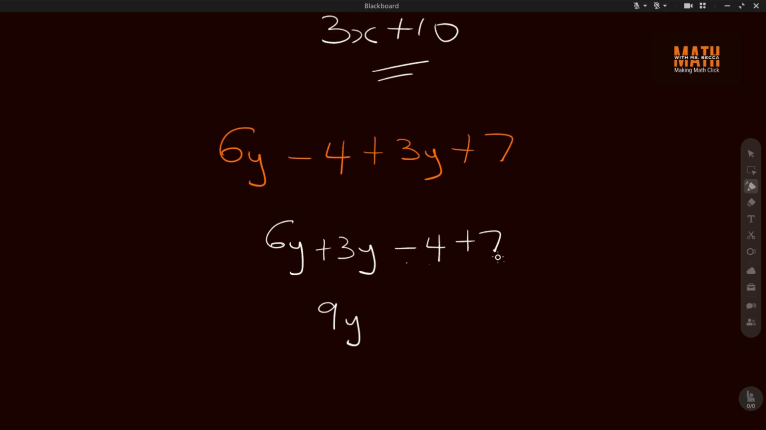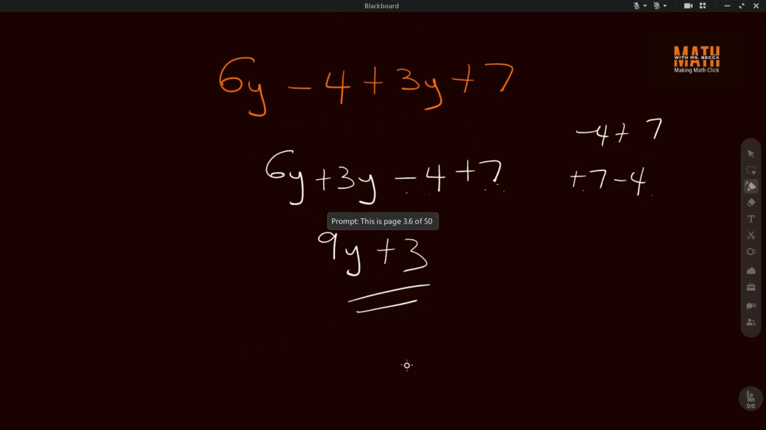The bigger number has the positive sign, that means our answer has to be positive. Assuming the bigger number has the negative sign, then the answer will be negative. So minus 4 plus 7 is the same thing as saying plus 7 minus 4. 7 minus 4 gives plus 3. So the answer to this is 9y plus 3. So you have to be careful with negative numbers. You combine them as you would when you are doing normal arithmetic.